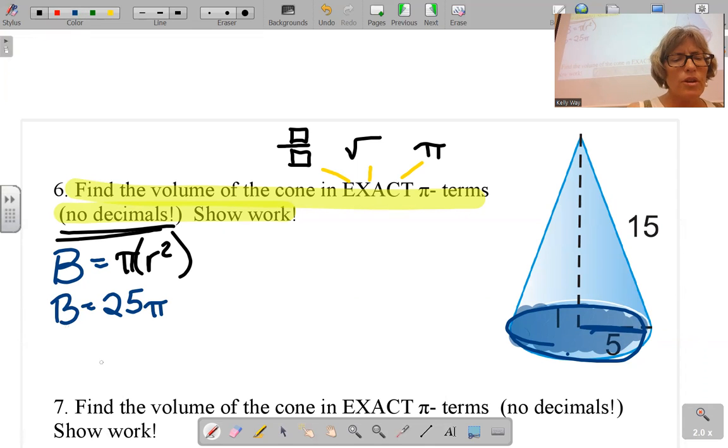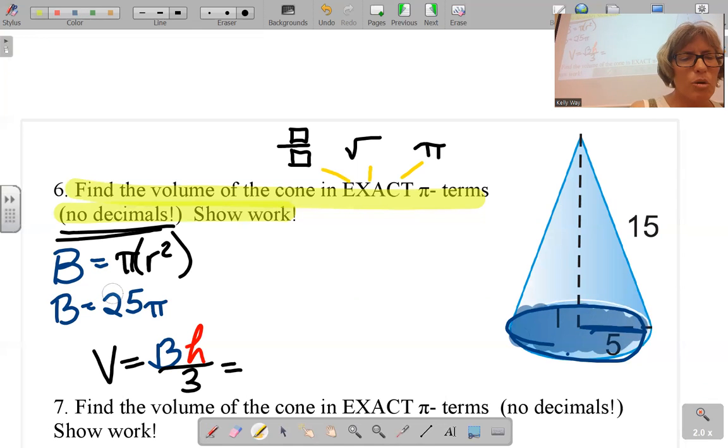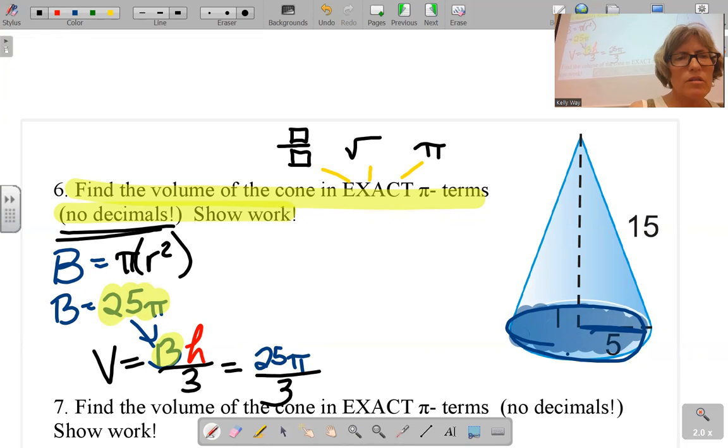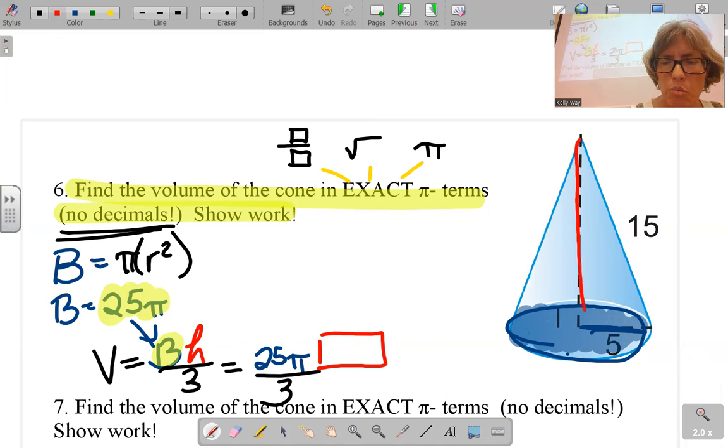Come down here. Volume is going to be base times height over 3. We already have our base. Pop it in. 25 pi over 3. Take a very close look here. Sam, at this moment, do we have the height? No. Boom.